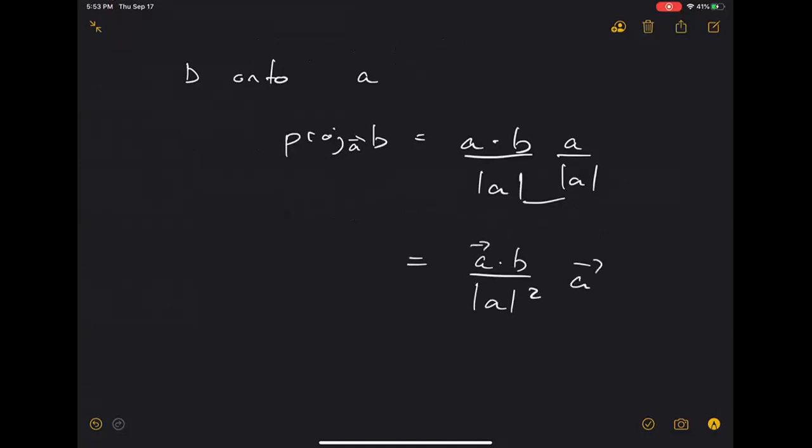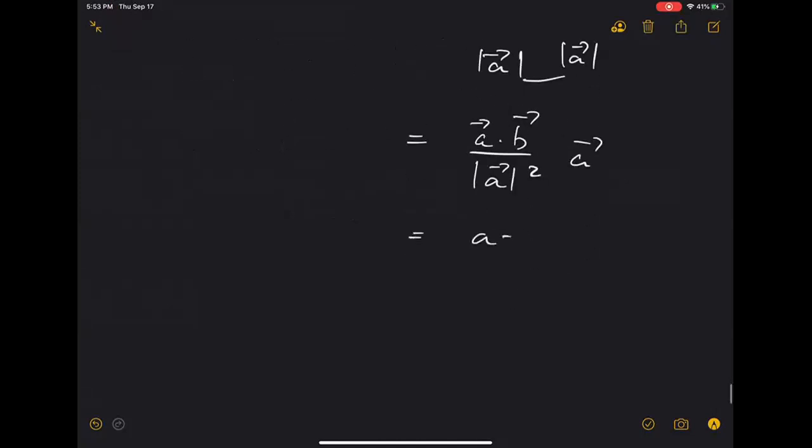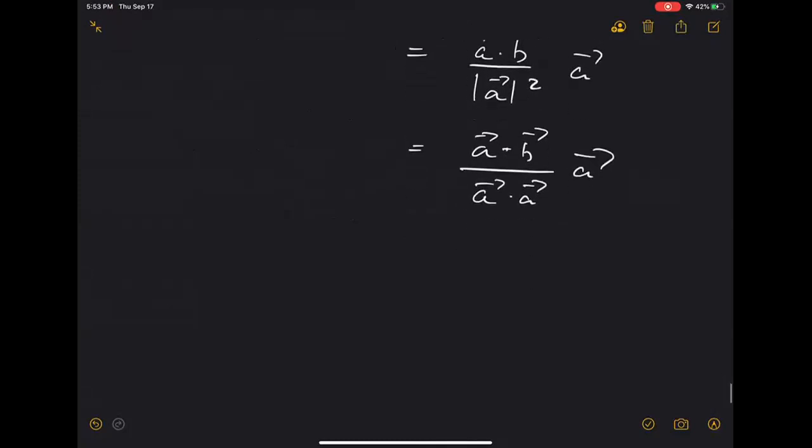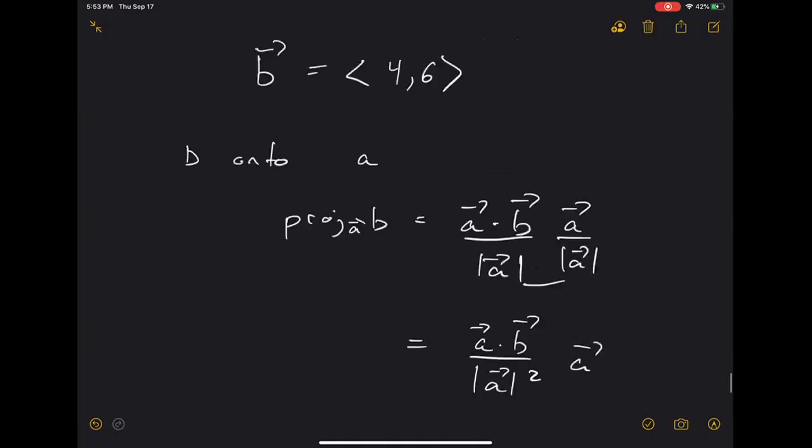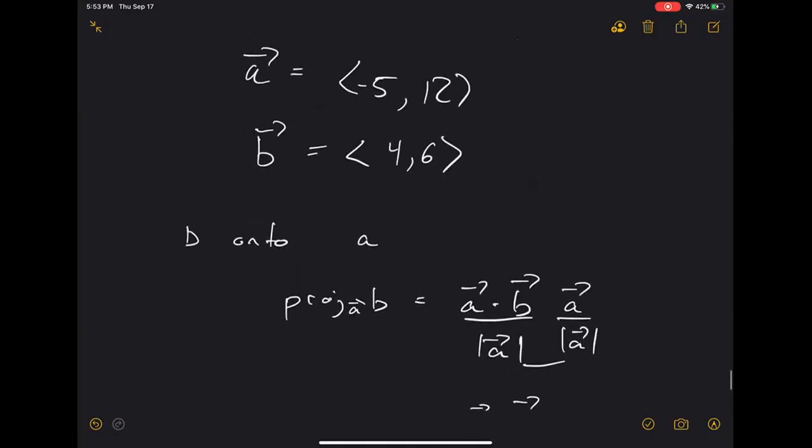Okay. Now remember what magnitude of A squared is. That's the same thing as A dot B over A dot A. Okay. So there's a lot of A's. So this is our formula. It's basically one dot product divided by another, times the vector. Okay. So using this formula, let's try our projection of B onto A.